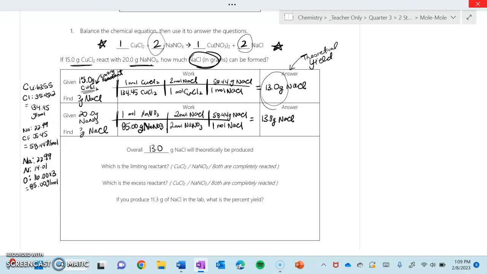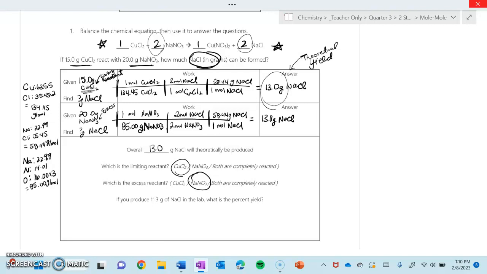To answer our next question then, which is the limiting reactant, that would be copper 2 chloride. Which is excess? Well, that would be the only other option, sodium nitrate. And that's because our answer was larger. It could make more than what we're going to actually make. So we're going to have excess.